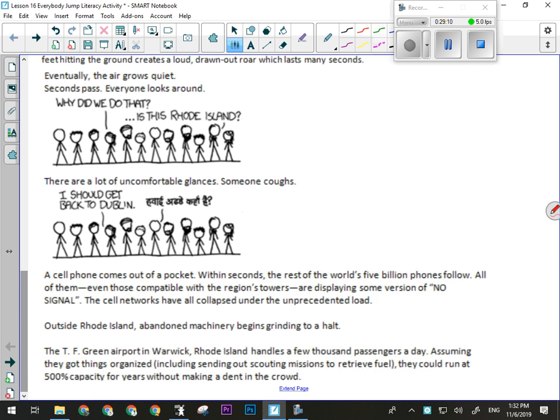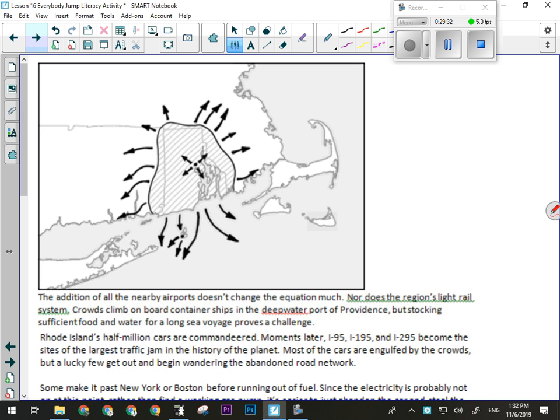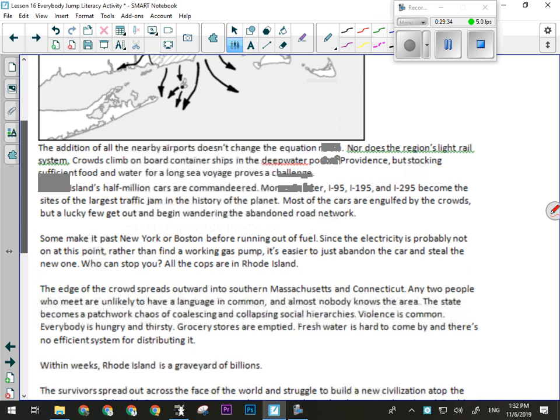The T.F. Green Airport in Warwick, Rhode Island handles a few thousand passengers a day. Assuming they got things organized, including sending out scouting missions to retrieve fuel, they could run at 500% capacity for years and not make a dent in the crowd getting everybody home. Okay, so we're running into some problems here. So the addition of all the nearby airports doesn't change the equation very much, nor does the region's light rail system, putting people on trains and trying to get them out.